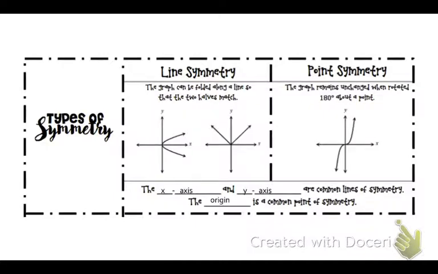So the x-axis and the y-axis are common lines of symmetry. So those are mostly what we'll be working with. And the origin is a common point of symmetry. And the origin is where the x and the y-axis cross, so that middle point.